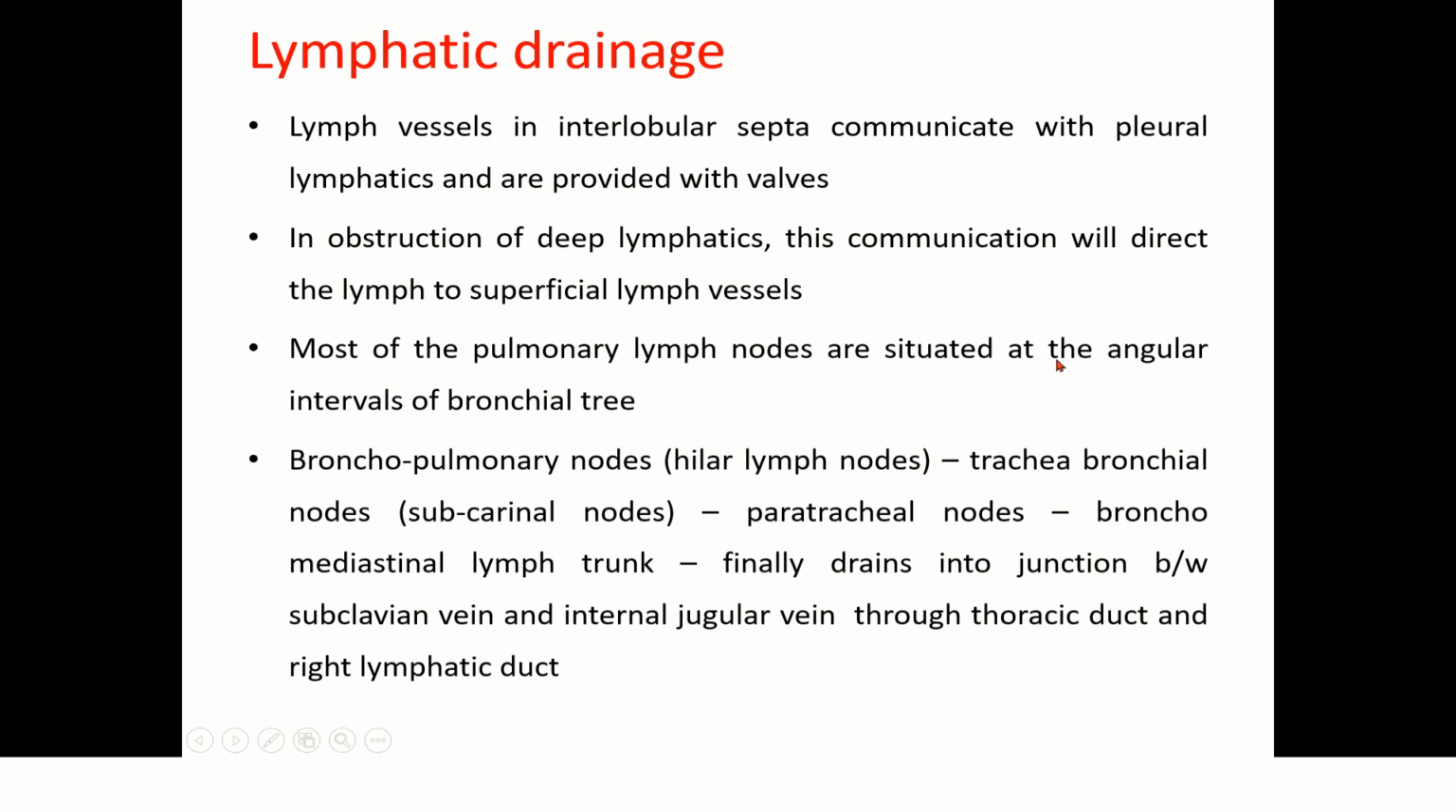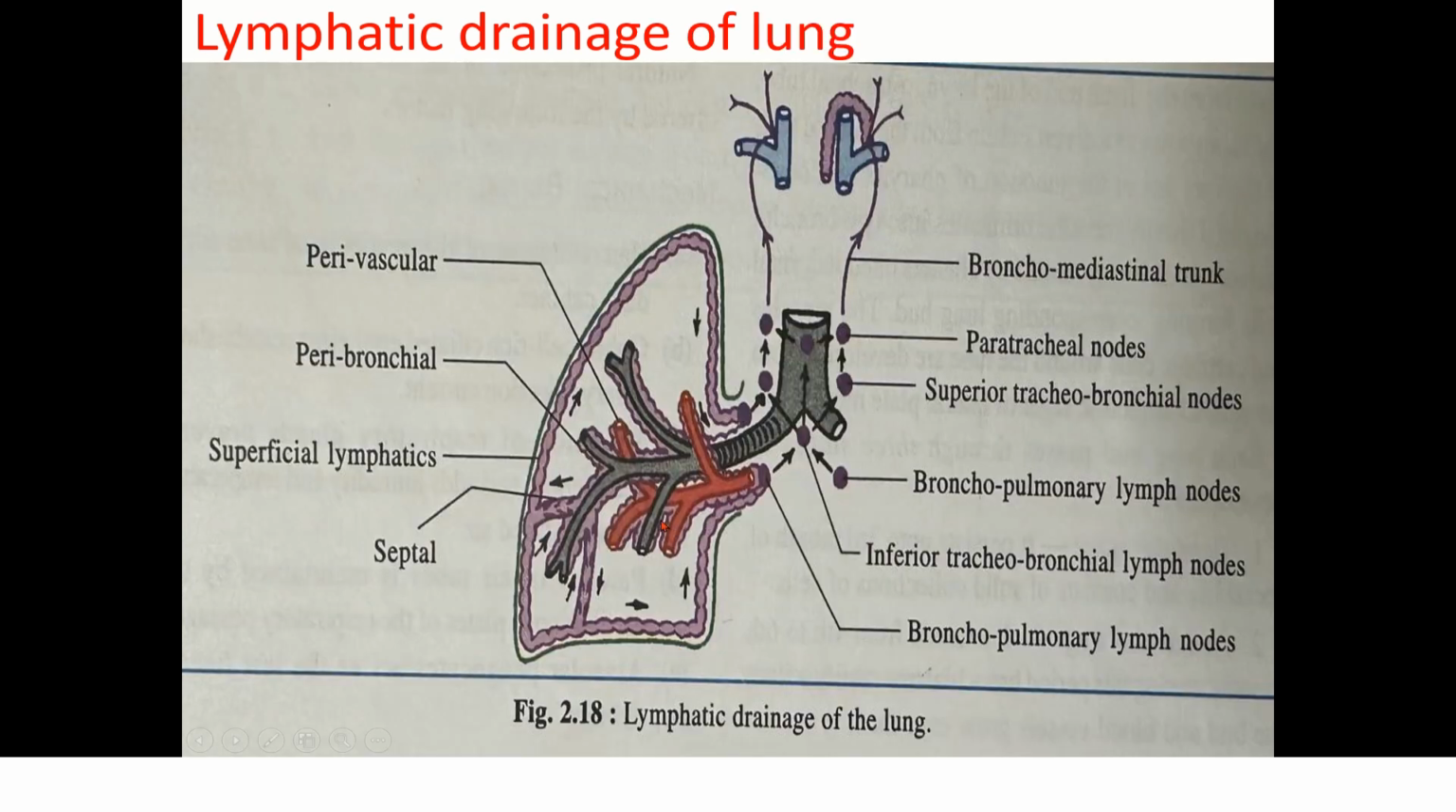Most of the pulmonary lymph nodes are situated at the angular intervals of the bronchial tree. Now if you see the flow of lymph, bronchopulmonary nodes, also called hilar lymph nodes, drain into tracheobronchial nodes, also called subcarinal nodes, which drain into paratracheal nodes, then the bronchomediastinal lymph trunk, and finally drain into the junction between the subclavian vein and internal jugular vein through the thoracic duct on the left side and the right lymphatic duct on the right side. You can see here, these are the bronchopulmonary nodes draining into the tracheobronchial nodes, and this will be the paratracheal nodes, the bronchomediastinal trunk on the left side going to the thoracic duct, on the right side going to the right lymphatic duct.